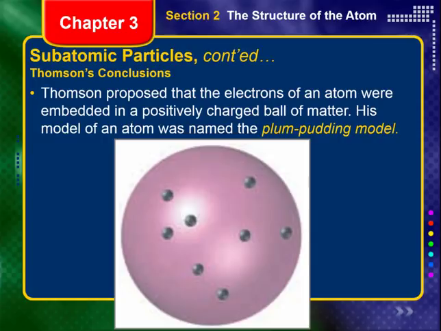Picture a chocolate chip cookie. The chocolate chips are the negatively charged electrons, and the rest of the regular cookie is this kind of diffuse positive matrix that balances out the charge of the chocolate chips, or electrons.